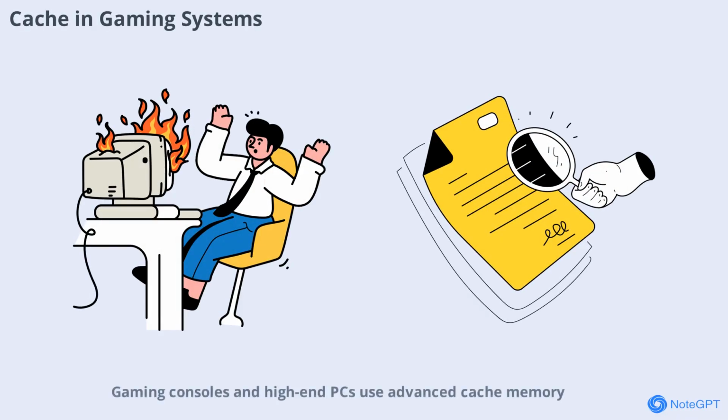Gaming consoles and high-end PCs use advanced cache memory systems to keep up with demanding graphics and real-time processing. Fast cache memory helps games load quickly, reduces lag, and allows for smoother gameplay. This is one reason why gaming hardware often boasts about its cache size and speed.